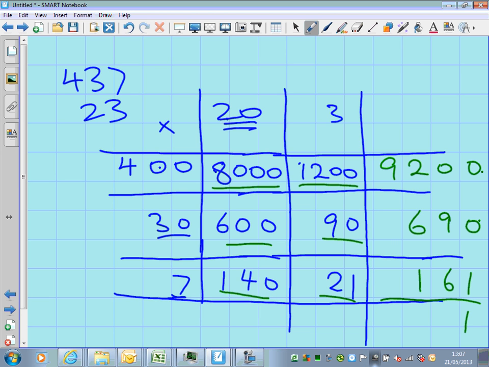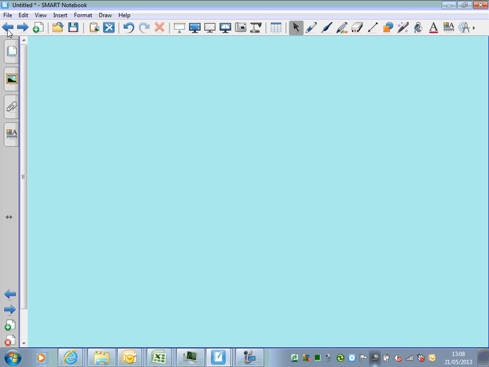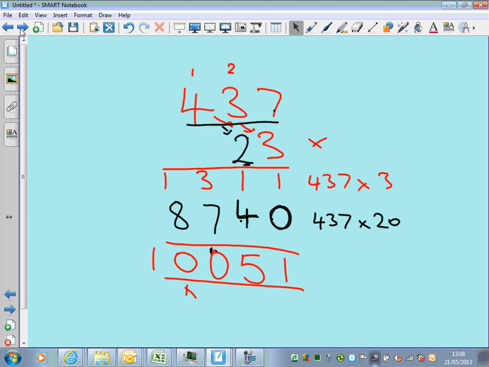0, 0 and 1 is 1. 0, 9 and 6 is 15. Carry the 1. 2, 6 is 8, plus 1 is 9, plus another 1 is 10. Carry the 1 across. 9 and 1 at the bottom is 10. And we get 10,051. Which hopefully, yes, there we go, was the same as the answer we got earlier, 10,051.